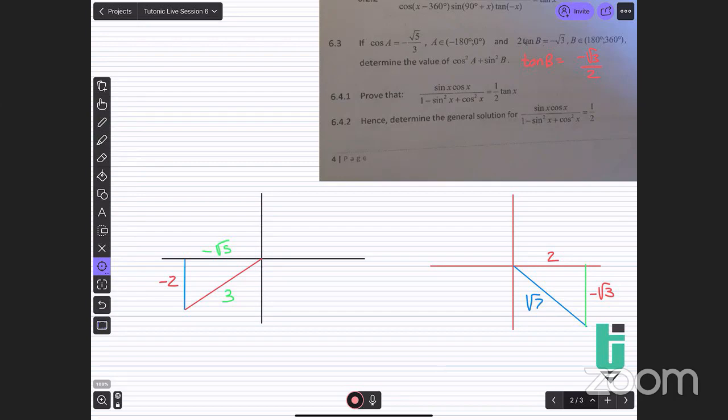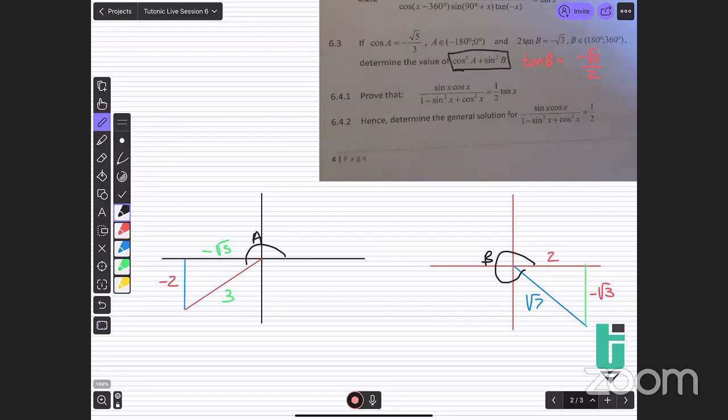Okay. So now they want cos squared plus sine squared. So what's cos of A? Can't we just find cos of A and square it? You guys agree? And then can't we find sine of B and square that? Yeah. So do you guys see, because they want us to find cos squared plus sine squared. So what's cos of A?